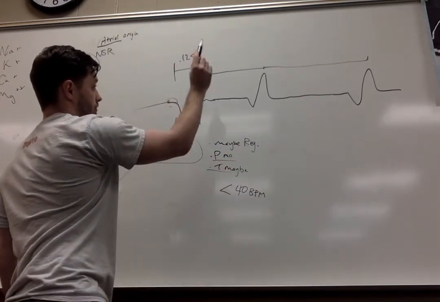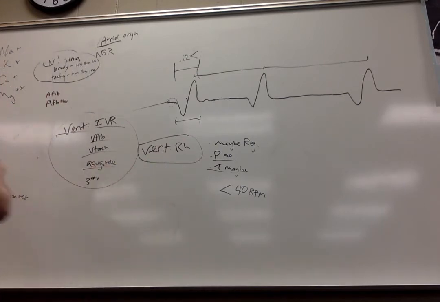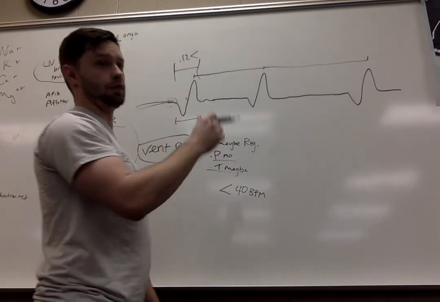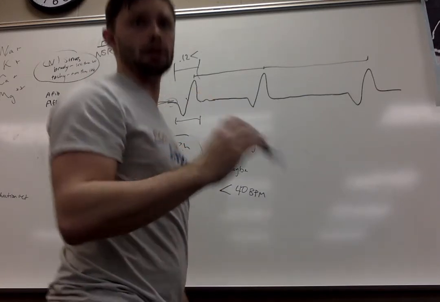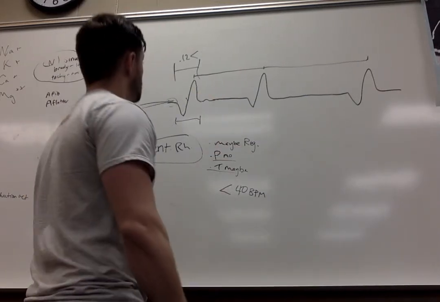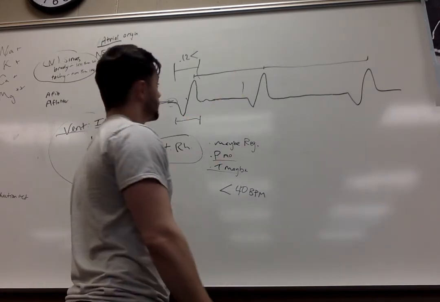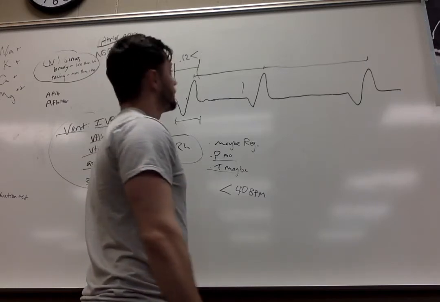IVR means idioventricular rhythm. We don't know where it's coming from in the ventricles. We just know it's ventricular because of the wide QRS. This doesn't sustain very long. If you see IVR in the patient, expect a code to be happening very shortly. This patient needs a pacemaker, either external or internal implant.